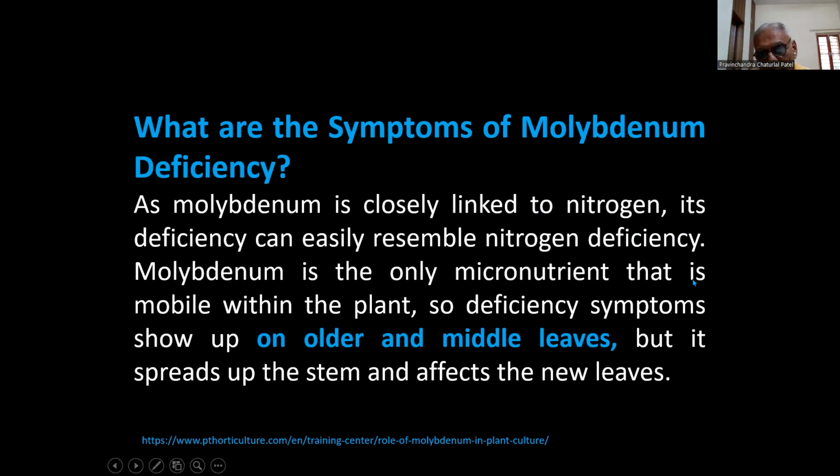Molybdenum is the only micronutrient that is mobile within the plant. Other micronutrients are immobile in the plant, but molybdenum is the exception and is mobile within the plant. So deficiency symptoms show up on older and middle leaves, but can spread up the stem and affect the new leaves also.